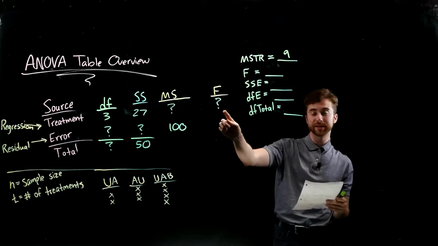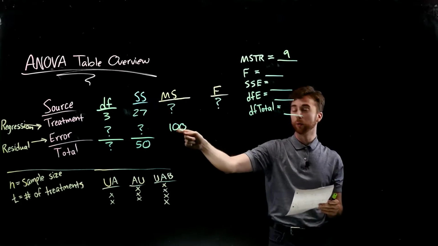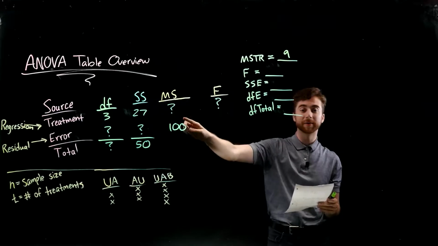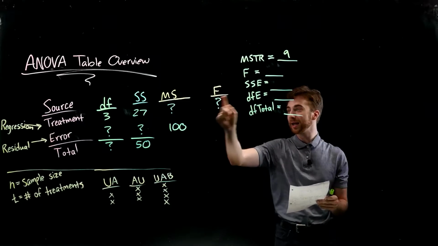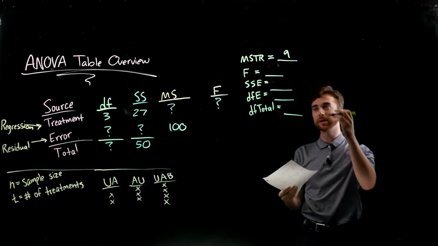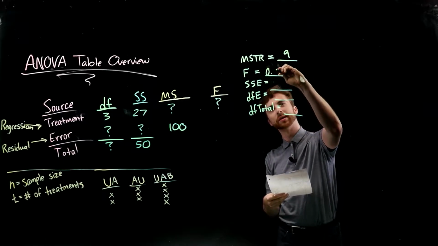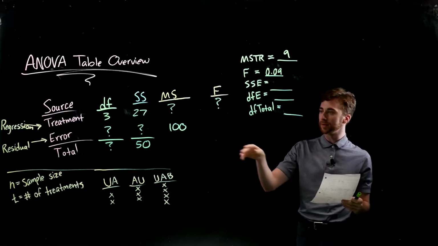So F, what we said before, is just to the left, take what's on the top divided by what's on the bottom: your MSTR divided by your MSE. Well, now that we know that our MSTR is 9 and our MSE is going to be 100, we know that our F value is going to be 0.09. Okay, so it's pretty simple to start off with. So we're just going to keep going through it.